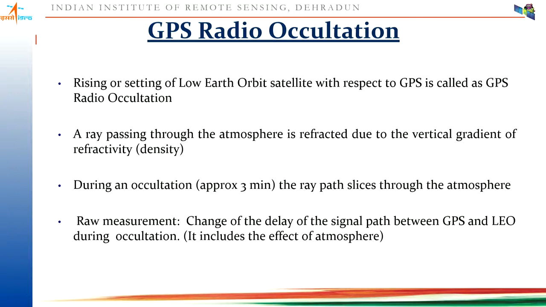A ray passing through the atmosphere is refracted due to the vertical gradient of refractivity density. During an occultation of around 3 minutes, the ray path slices through the atmosphere. So the raw measurements are changes of the delay of the signal path between GPS and low Earth orbit during occultation.